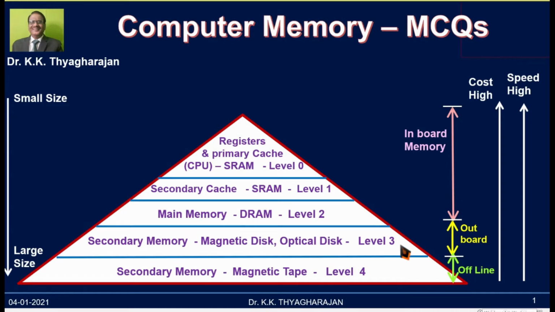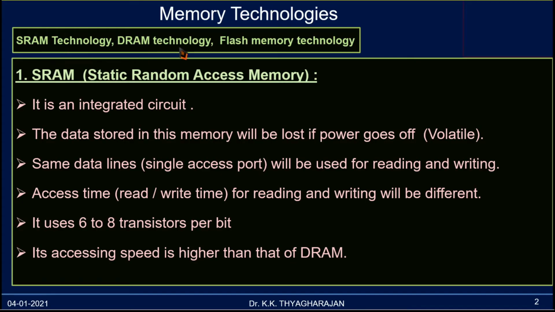Then at level 3, we have magnetic disk and optical disk. These are secondary memories. The speed of these memories is lower compared to the main memories. The cost is low. It can also store a large amount of data. At level 4, we have magnetic tape. It is very cheap and it can store a large amount of data, but it is very slow. So it will not be permanently connected with the computer. Whenever we have to back up the data, we will be using magnetic tape. Static RAM, dynamic RAM, and flash drives are widely used in computers.